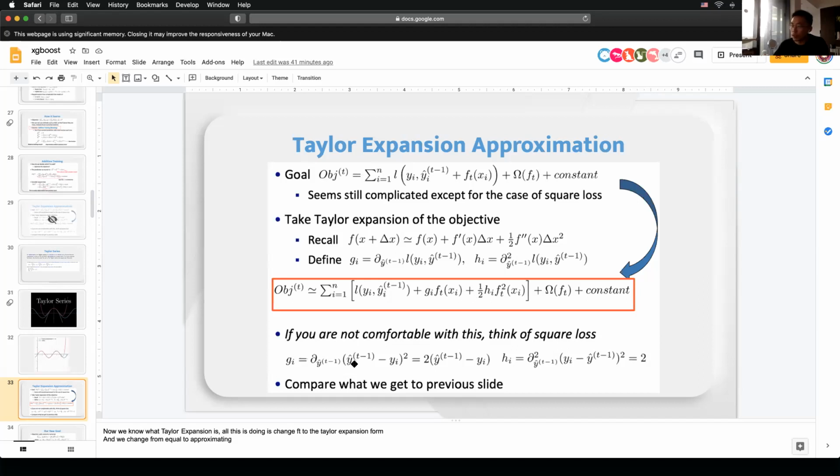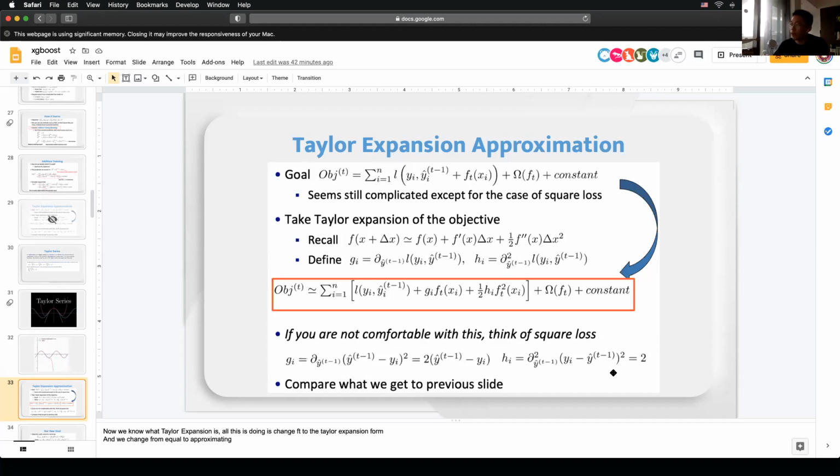It's calculable because, if we think about this as a square loss, for the partial derivative information you bring this 2 to the front, and then there's no coefficient on the y bar t minus 1, so you just multiply by 1. This is how you calculate your GI. You have yi already, and you know your predicted result for the previous round, so you can find the value for GI using square loss.